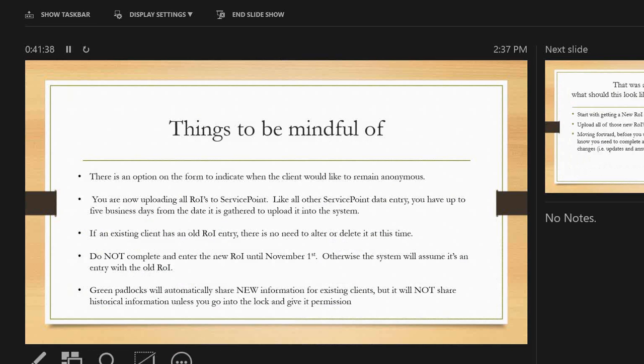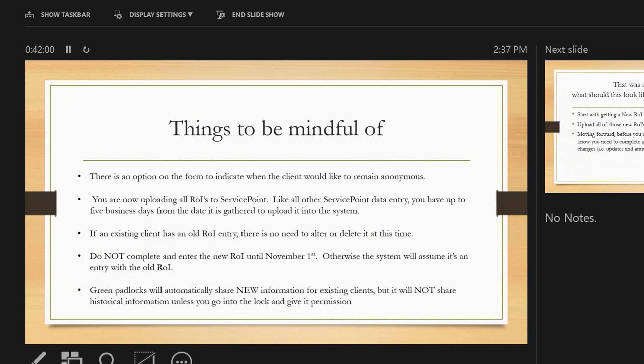Okay, so things to be mindful of. Don't forget, there is an option on the form to indicate when the client would like to remain anonymous. So if you do get a case where a client wants to remain anonymous, again, very, very rare, should continue to be rare, we want to document it on every page of that form. We are now uploading all ROIs into ServicePoint. So if an ROI is filled out, it should go into the system.